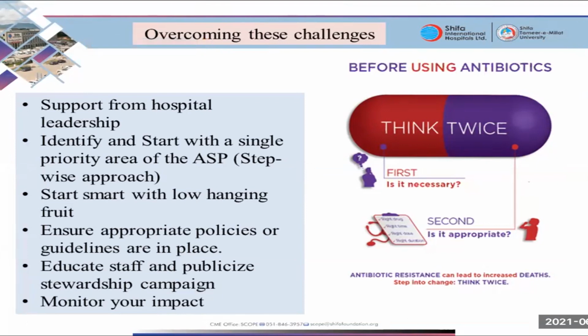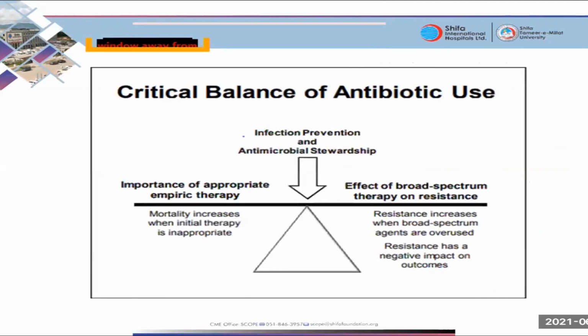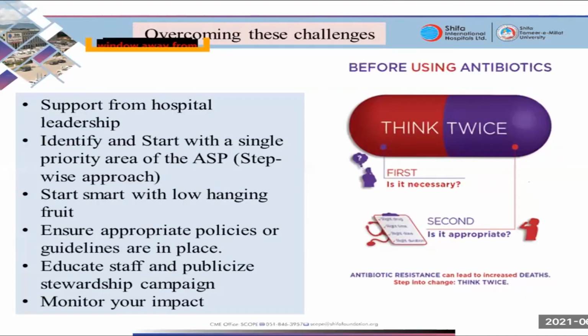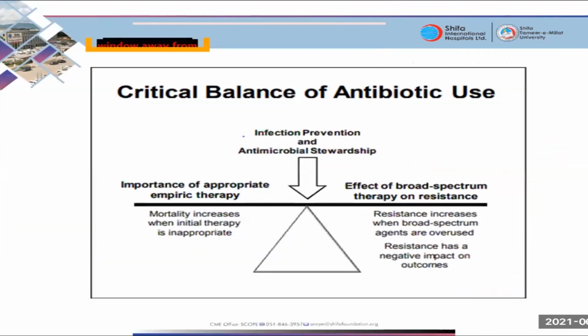So not just making the facility-based guidelines, but also making sure that they are being followed and the practice is standardized. Also, education is quite important. The more you educate, the better the outcomes. And then finally, you have to monitor the impact of your antimicrobial stewardship program. In the end, you have to maintain a critical balance of antimicrobial stewardship.